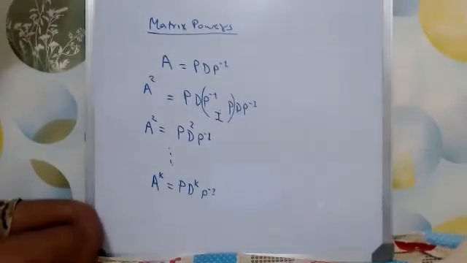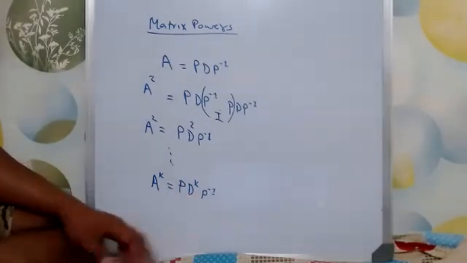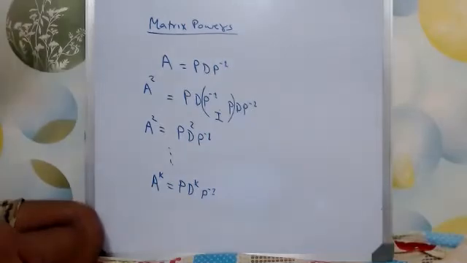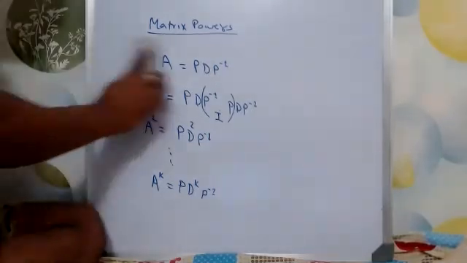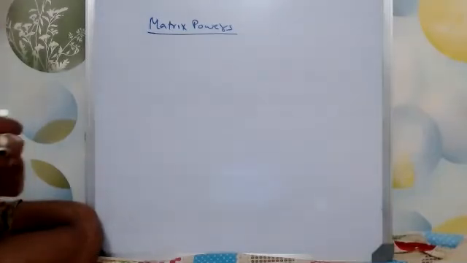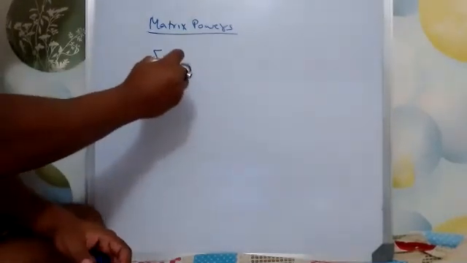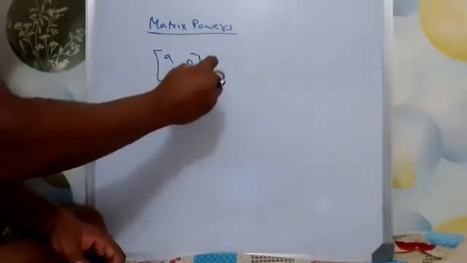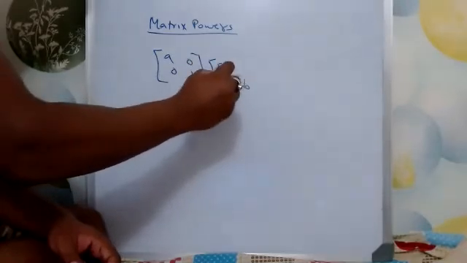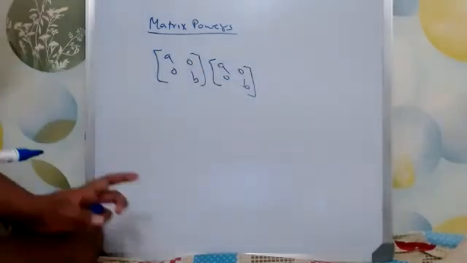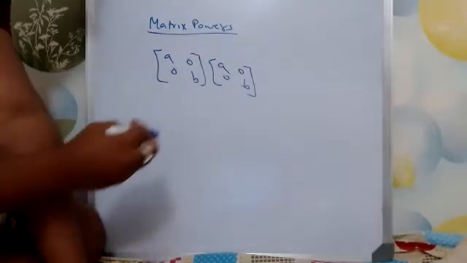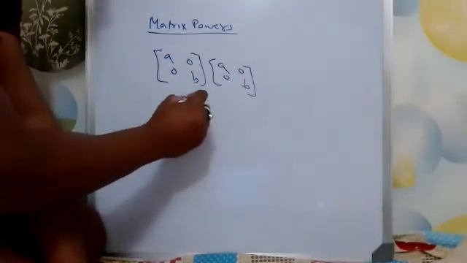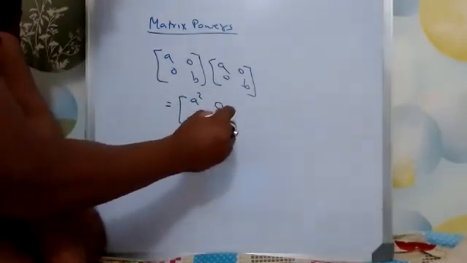Now you may ask, what is the benefit, because we still have to calculate the power of D. D is also a matrix, a diagonal matrix, and we have to multiply it 10 times. What is the benefit here? The benefit is that if you consider any diagonal matrix, the simplest one being [a, 0; 0, b], and you multiply it with itself, you will see that this is equal to [a square, 0; 0, b square].